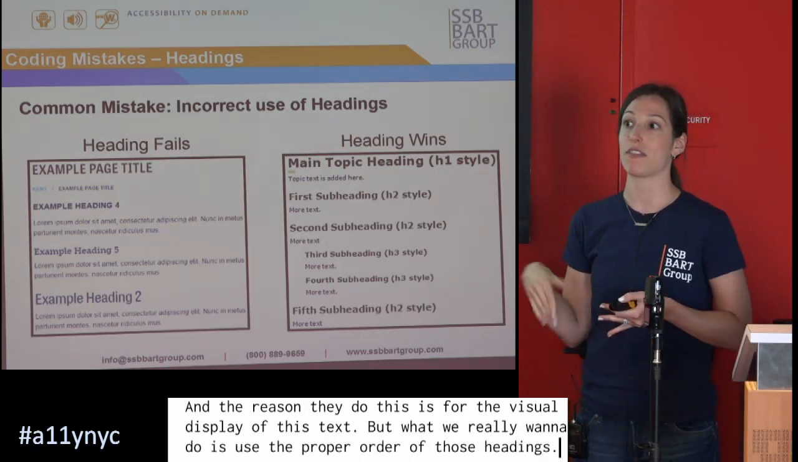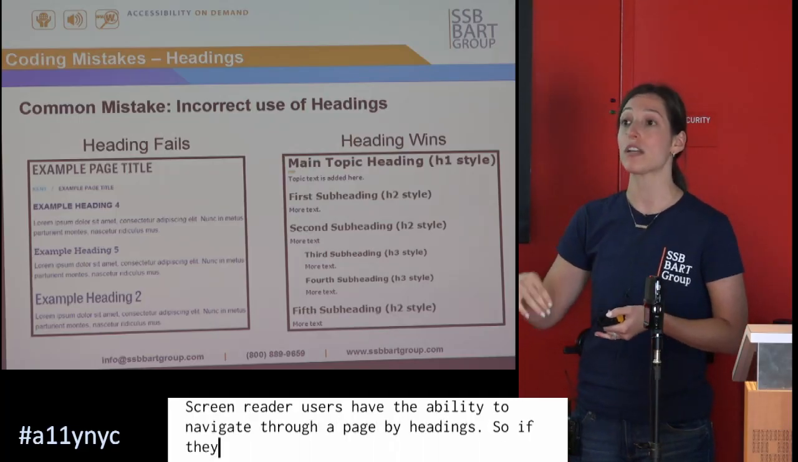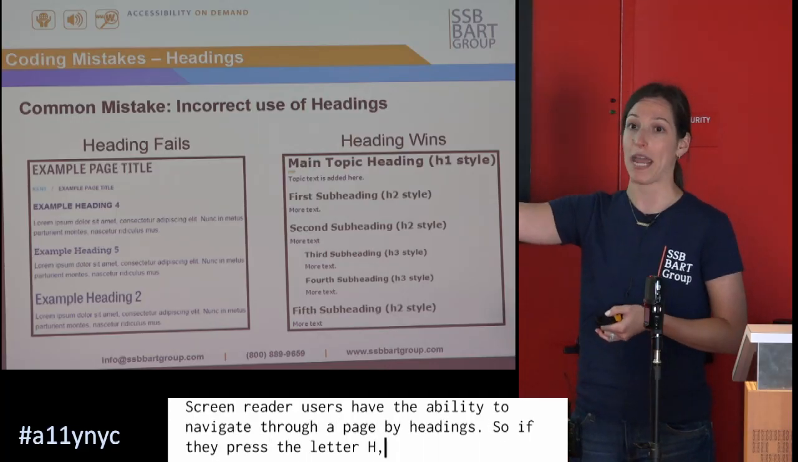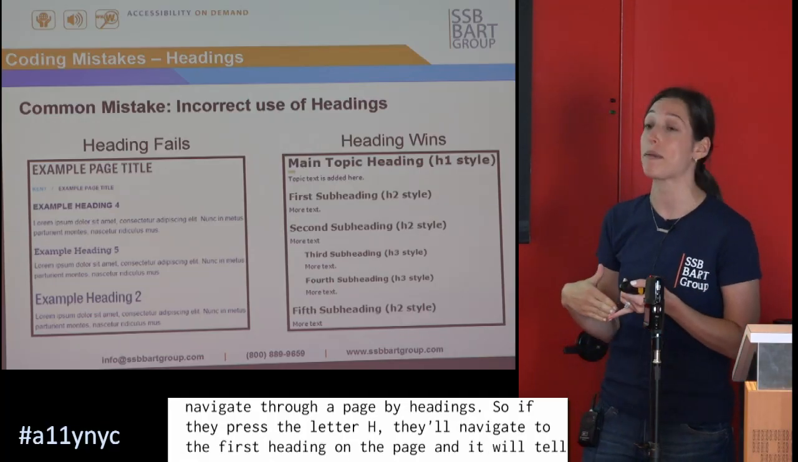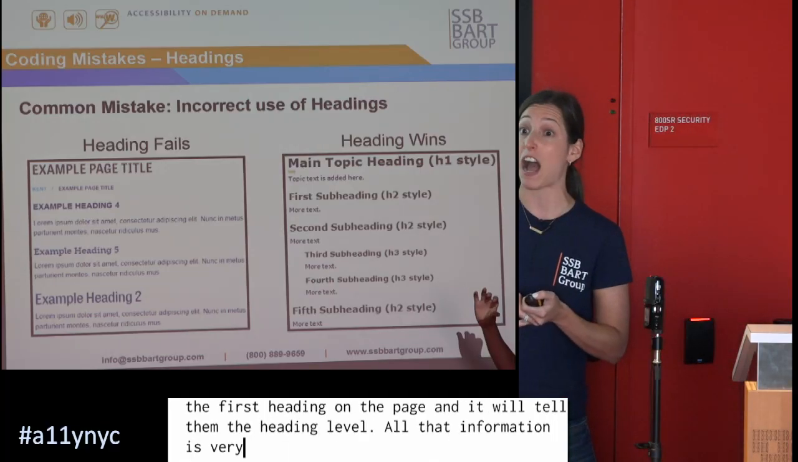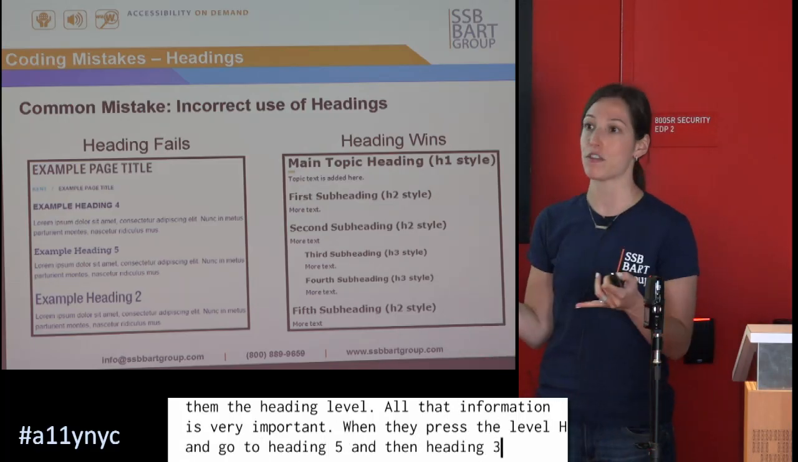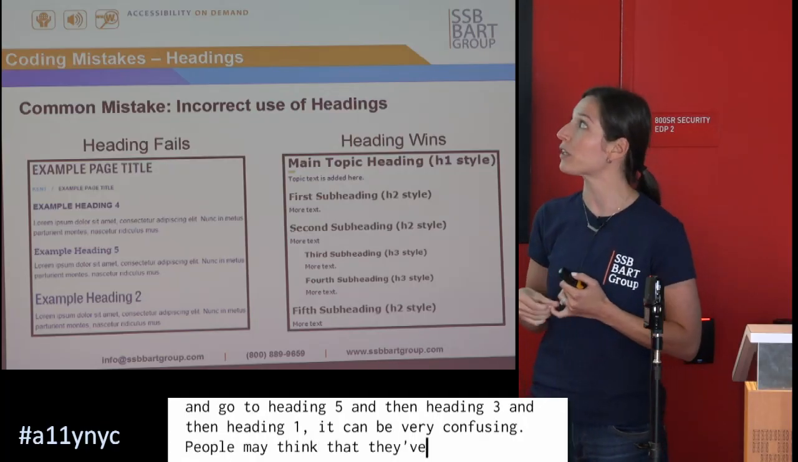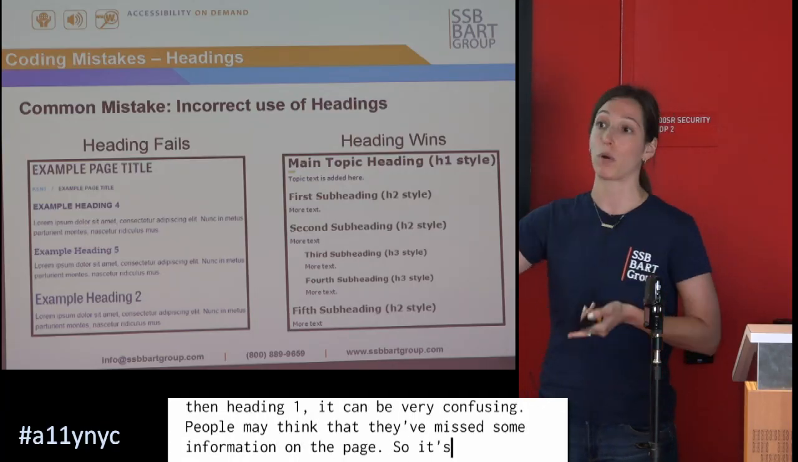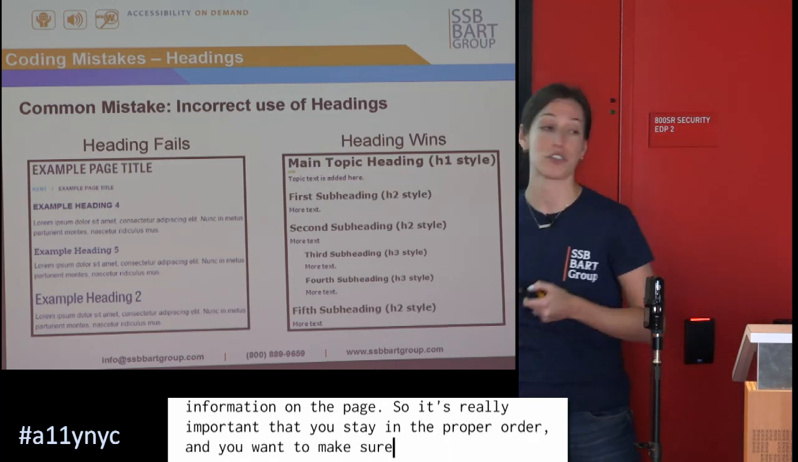Screen reader users have the ability to navigate through a page by heading. So if they press the letter H, they'll navigate to the first heading on the page, and it will tell them the heading level. So all of that information is very important. When they press the letter H and they go to heading 5, and then heading 3, and then heading 1, it could be very confusing. People may think that they've missed some information on the page. So it's really important that you stay in the proper order, and you want to make sure that you're using headings appropriately on your page.